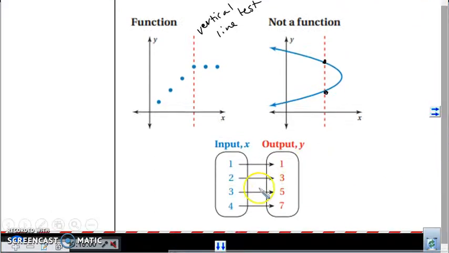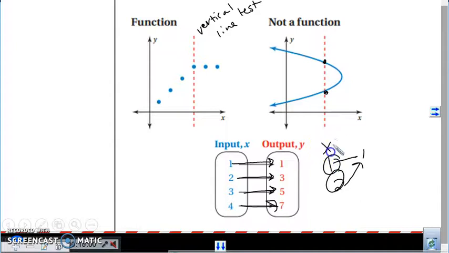If we're given a mapping diagram or a table, if 1 only goes to one number, and 2 only goes to one number, and 3 only goes to one number, and 4 only goes to one number, it's a function. It is okay for 1 to go to 1 and 2 to also go to 1, as long as the 1 and 2 input values, x values, only go to one number. If 1 goes to two numbers, 1 and 2, this is not a function.